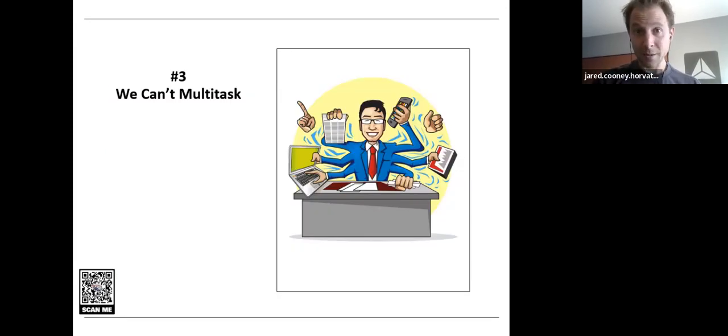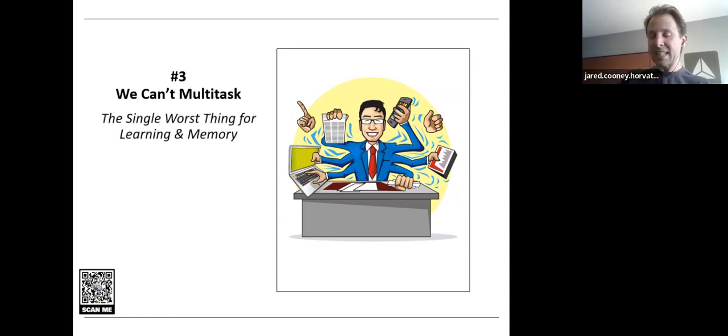When you multitask, we go slower. Our accuracy drops and our memory tanks significantly. I'm not even going to pull this punch. Are you ready? Multitasking is the single worst thing human beings can do for learning and memory. I'm not even pulling that anymore.